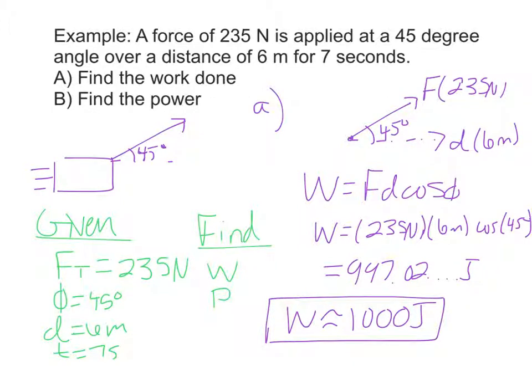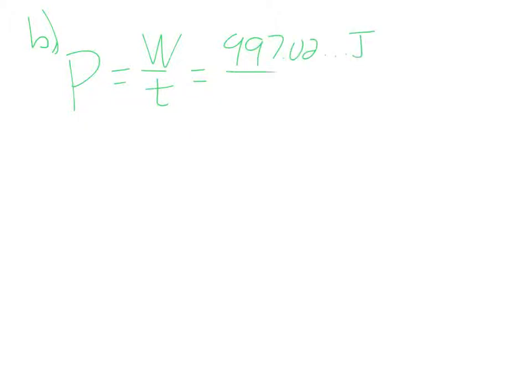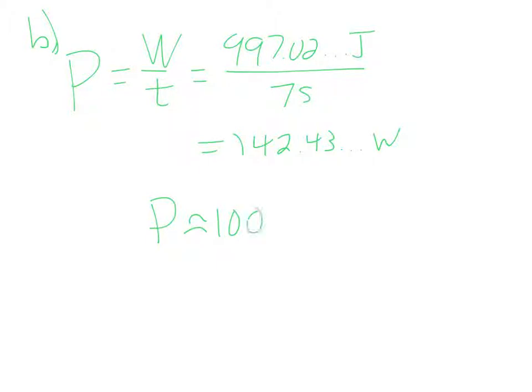Simple problem. So now part B, we're looking for the power. Power, this is part B, just equals work over time. So we want to use our unrounded work, 997.02, keeps on going, joules, divided by our time, 7 seconds. This equals 142.43, keeps on going, watts. To 1 sig fig, power is about 100 watts. Pretty easy. Let's just do the next example and then we'll be done.